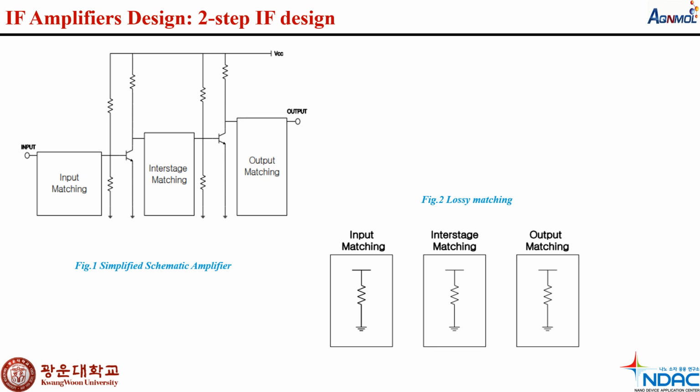And finally, the network design. So considering the poles and zeros to achieve the desired interstage matching response. So this is all about the two-stage IF design.